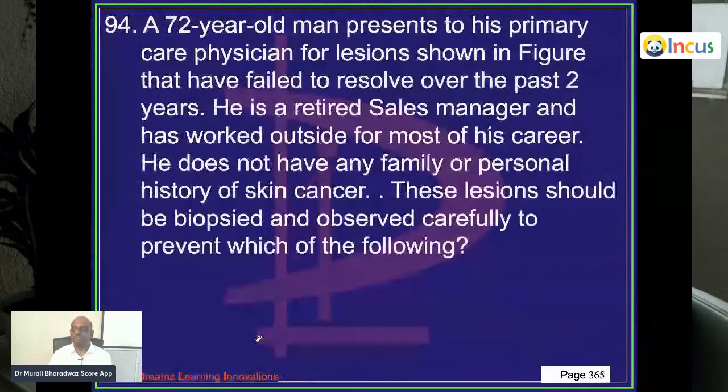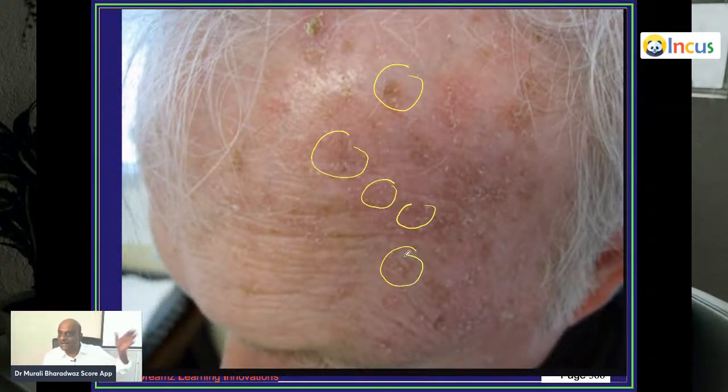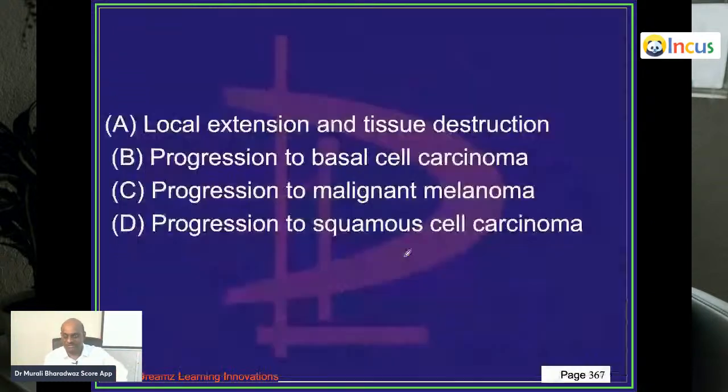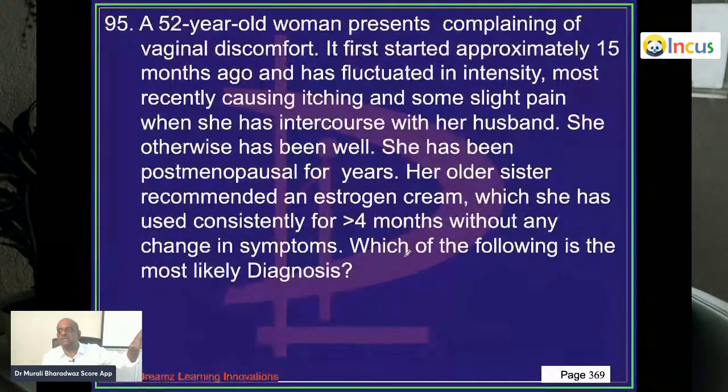A 72-year-old comes to the primary care physician showing these lesions. What are these lesions, doctor? Actinic keratosis. You remember basal cell carcinoma, squamous cell carcinoma, actinic keratosis, keratoacanthoma? Notes, please. So actinic keratosis can progress to squamous cell carcinoma, is what you need to remember.